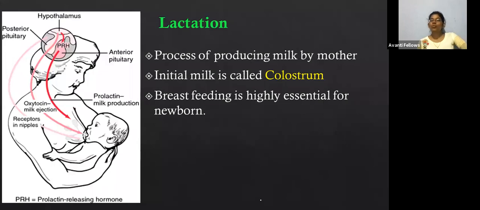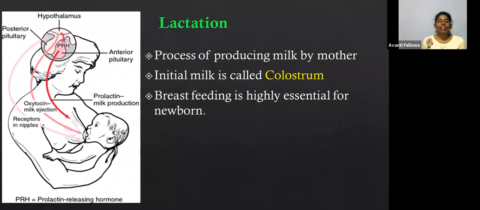Lactation is the process of producing milk by the mother. Soon after the expulsion of a fully formed fetus, or soon after the parturition, the mother is able to produce milk. The initial milk which is formed is called colostrum, and breastfeeding is highly essential for newborns. And one more thing I would like to say: the hormones which are involved in lactation.